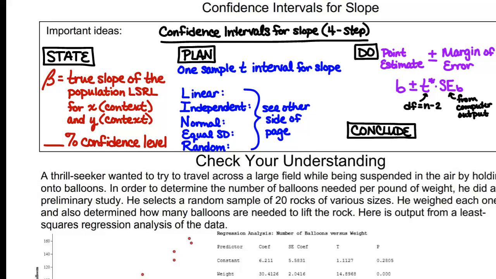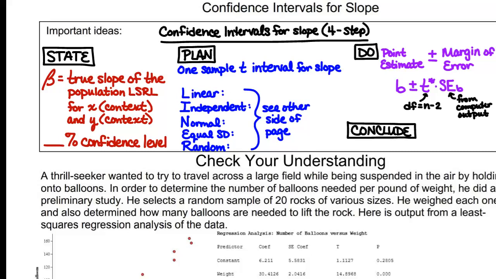And then the standard error of the slopes, SEB. This will come from some kind of output. I don't know how to find that on your graphing calculators. But most of the time they're going to give you that Minitab output data. And in the past we just ignored some of those other numbers. Now we have a use for them. And then we conclude.